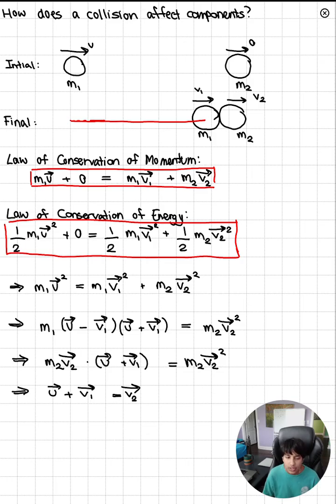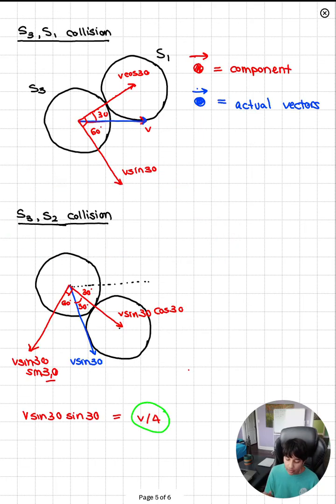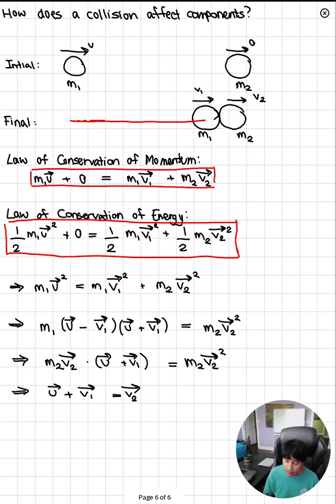However, let's look at our own problem. Our own problem states that since these three disks are all identical, that means their masses must be identical as well, right? So that means in this case, m1 is equal to m2. So what happens when m1 is equal to m2?